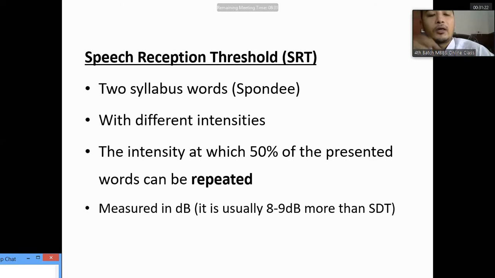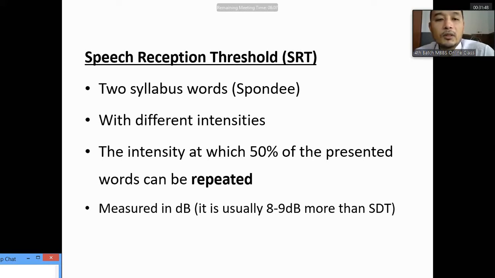Now another thing is speech reception threshold. The first one is speech detection threshold. This is speech reception threshold. We use two syllable words, spondee words, the phonetically balanced words. They have two syllables and equal stress, just like downtown, back up, make up, this kind of two syllable words.